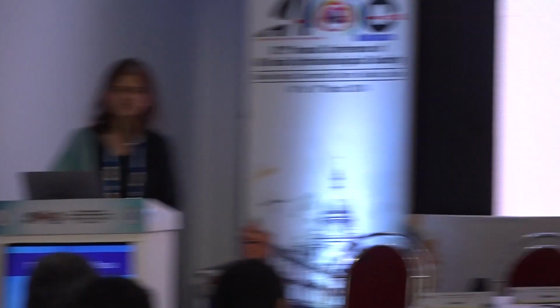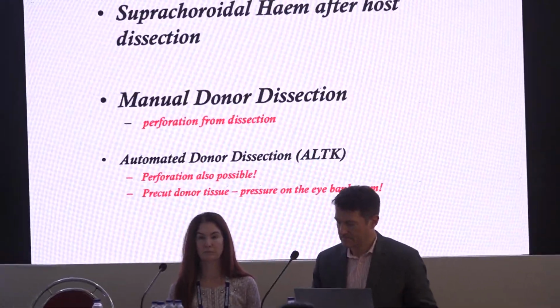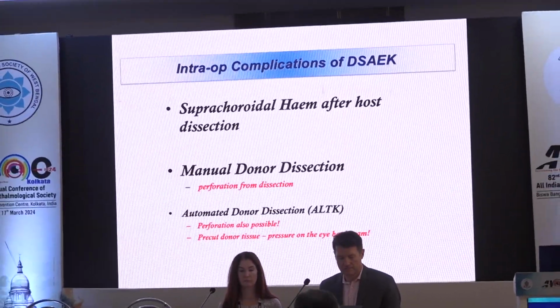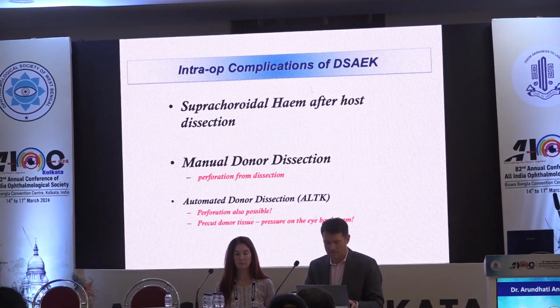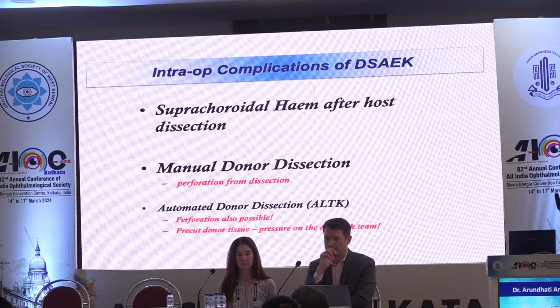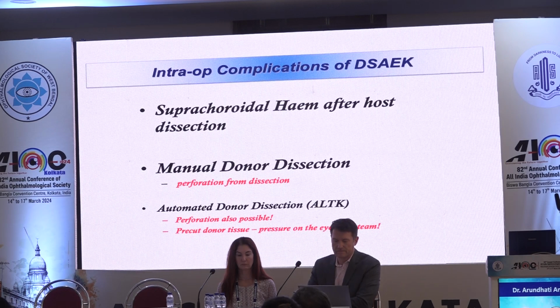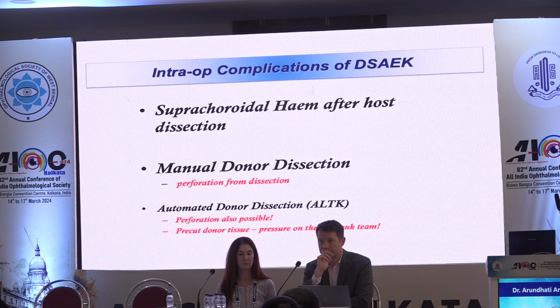Fortunately, with the advent of EK, suprachoroidal hemorrhage is quite uncommon. With manual donor dissection, there's always a risk of perforation, but now we've moved to doing it automated, so the risk is much lower. But even then, you can still get perforation, so now we get the eye banks to do it. That helps to reduce some of the stress on the surgeons, and so we tend to get a lot more predictable donor corneas in patients going for DSAEK.